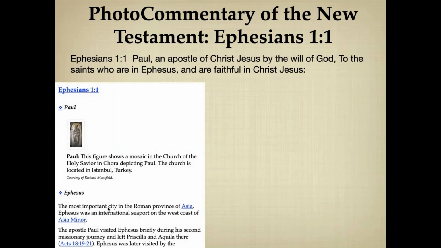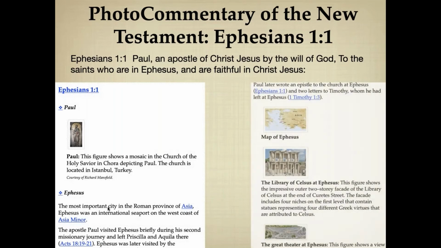And then we talk about Ephesus. He says, to the saints who are in Ephesus. So let's look at Ephesus. Again, we have a map showing where Ephesus is. We show some of the more major sites in Ephesus. And of course, we'll have a hyperlink if you want to see more pictures about Ephesus. And then we also have cross references here in the introduction, both over on this left side and on the right side.